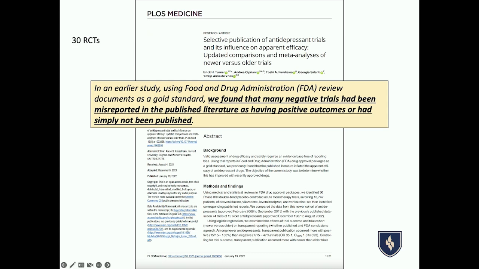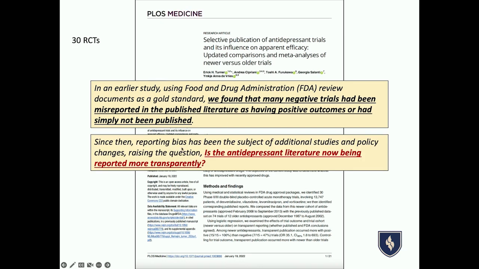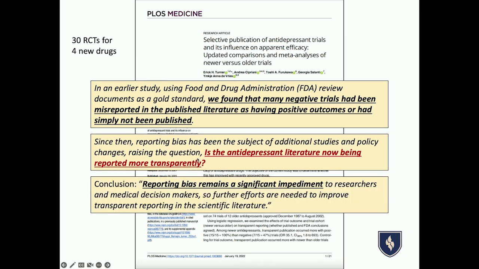So they go on to say that in earlier studies, using the Food and Drug Administration review documents as the gold standard, found that many negative trials had been misreported in the published literature as having positive outcomes or had simply not been published, right? And they go on to look into, since then, reporting bias has been the subject of additional studies and policy changes, raising the question, is the antidepressant literature now being reported more transparently? Because it is very clear that it was not. Okay. Conclusion, reporting bias remains a significant impediment to researchers and medical decision makers, so further efforts are needed to improve transparent reporting in scientific literature.